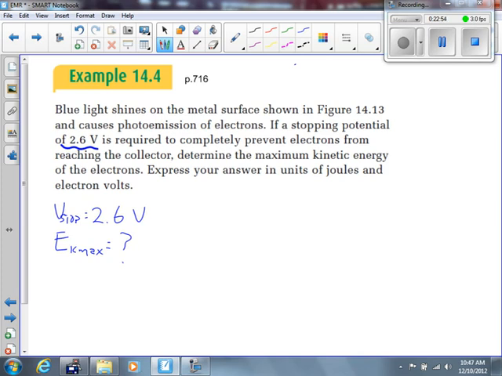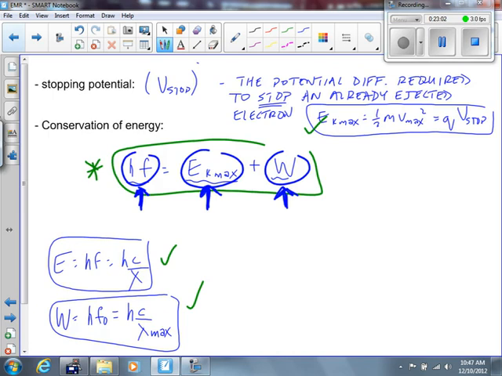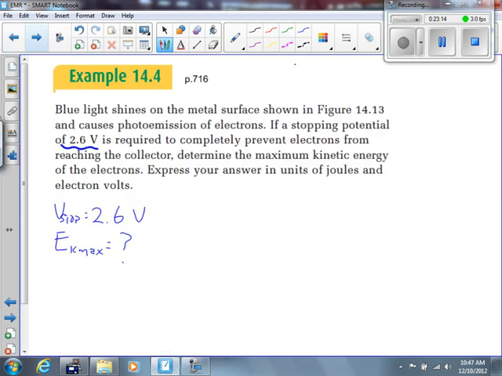Let's go back to the equations that we learned are valid for the photoelectric effect and see if we can find one that will work here. Which of these equations do you see on this board do you think you're going to try to find the maximum kinetic energy with? Right? Yeah, let's try that one. EK max is equal to QV stop.